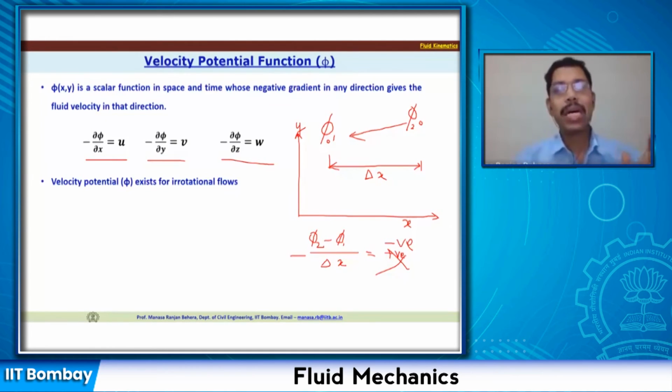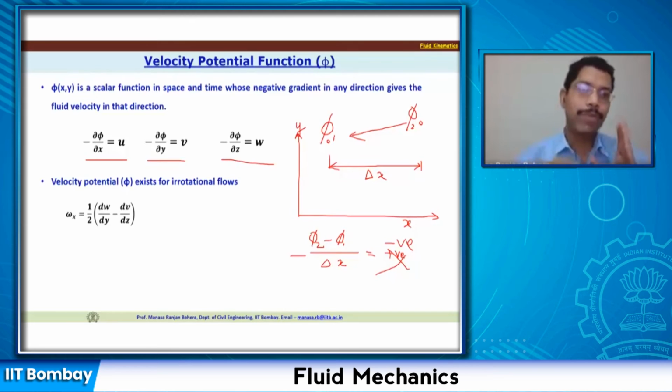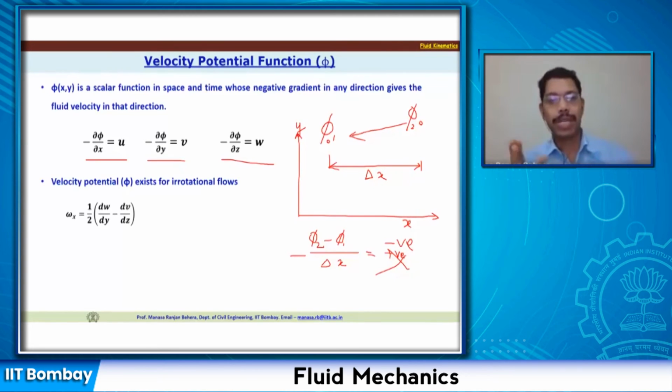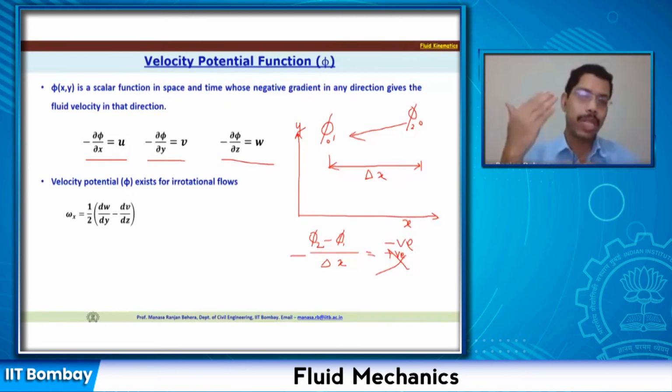So what is the rotation? First of all, let us write down the equation for rotation, which we have already derived. If I have the axes x and y, the rotation about the z axis will be omega z. If we are talking about omega x, then the rotation is in the plane of the y and z axes. All right.